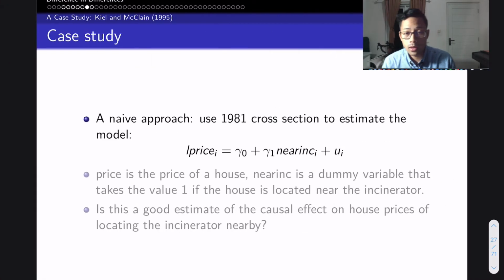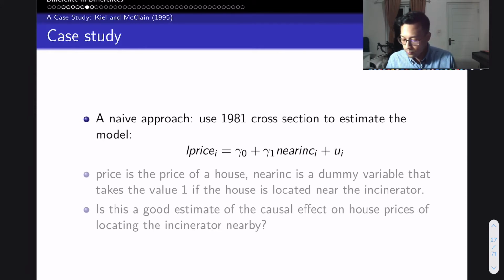Okay, so we'll start with what's called a naive approach. I think this is a method that you have learned in the previous lecture. This is also referred to as the with and without approach, or the simple difference approach. The idea is that we compare, using the post-treatment data, prices of houses that are near the incinerator and prices of houses far away from the incinerator.